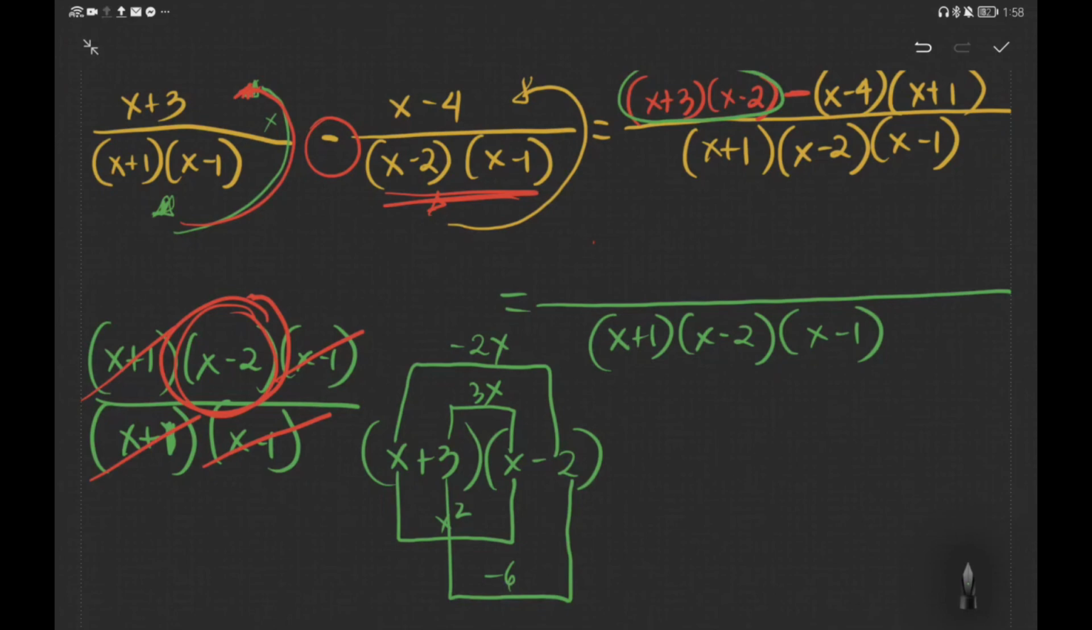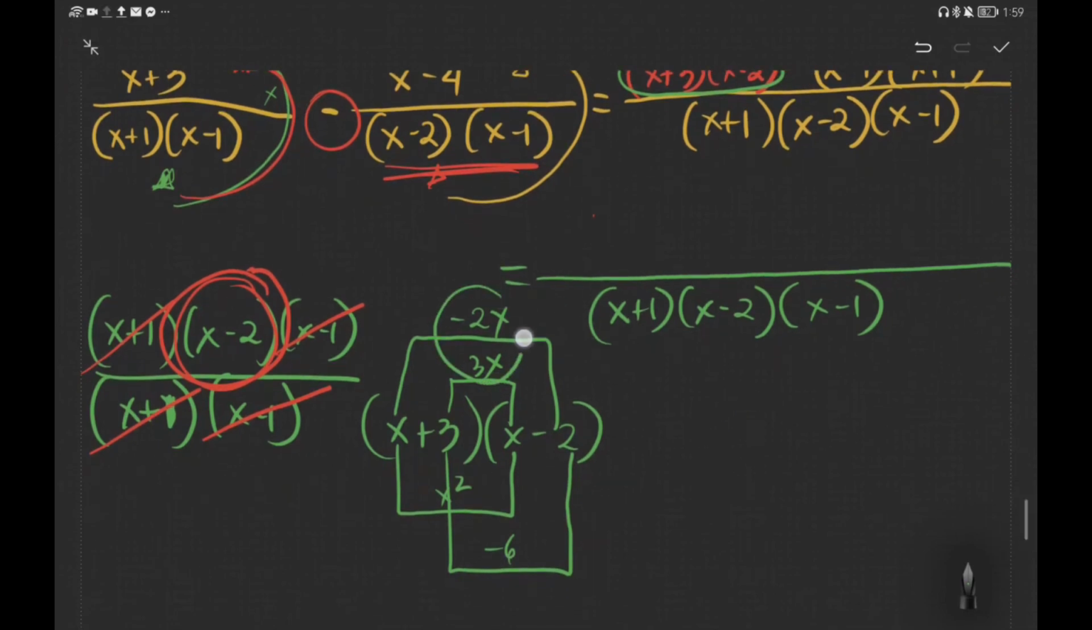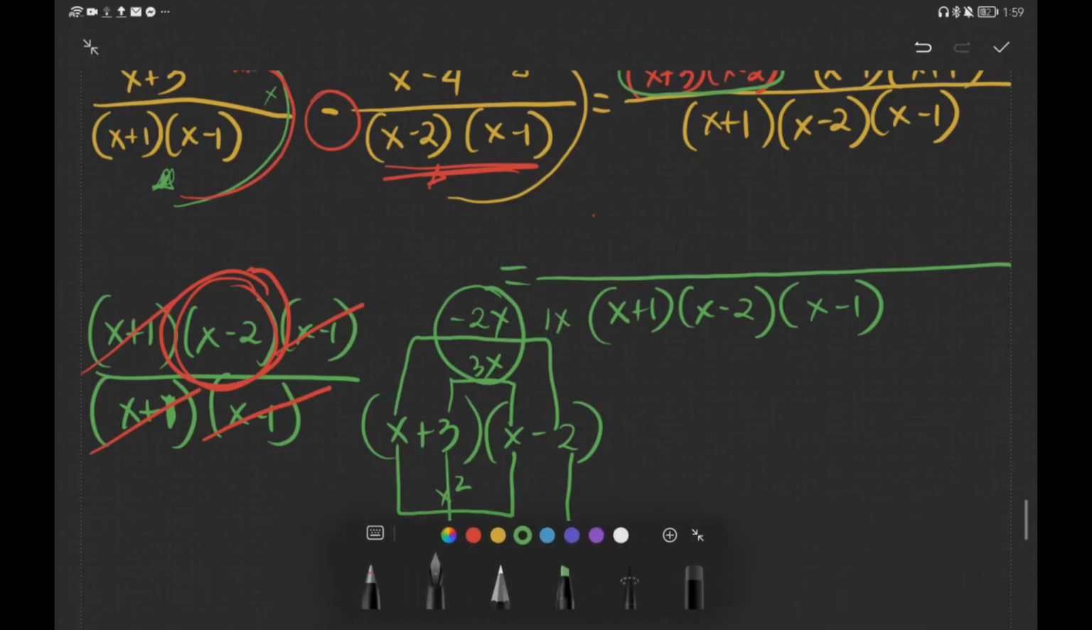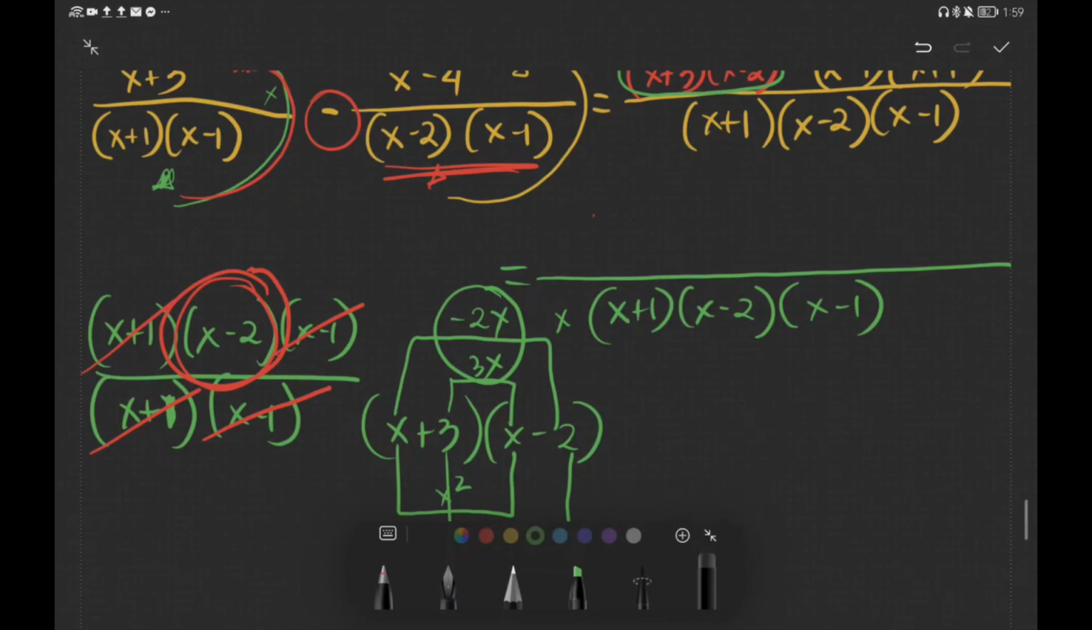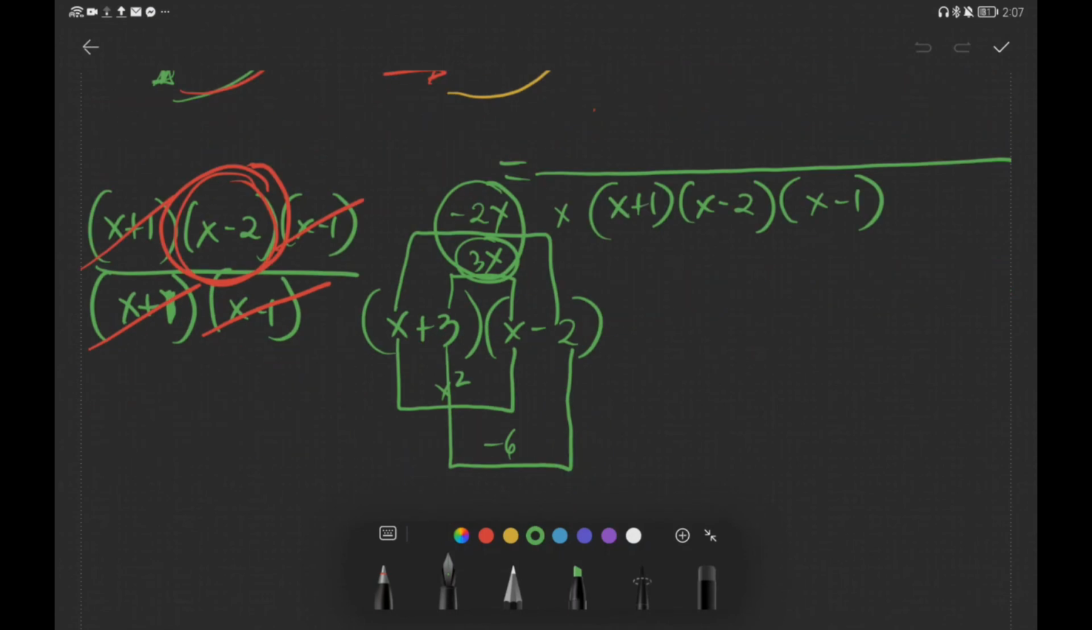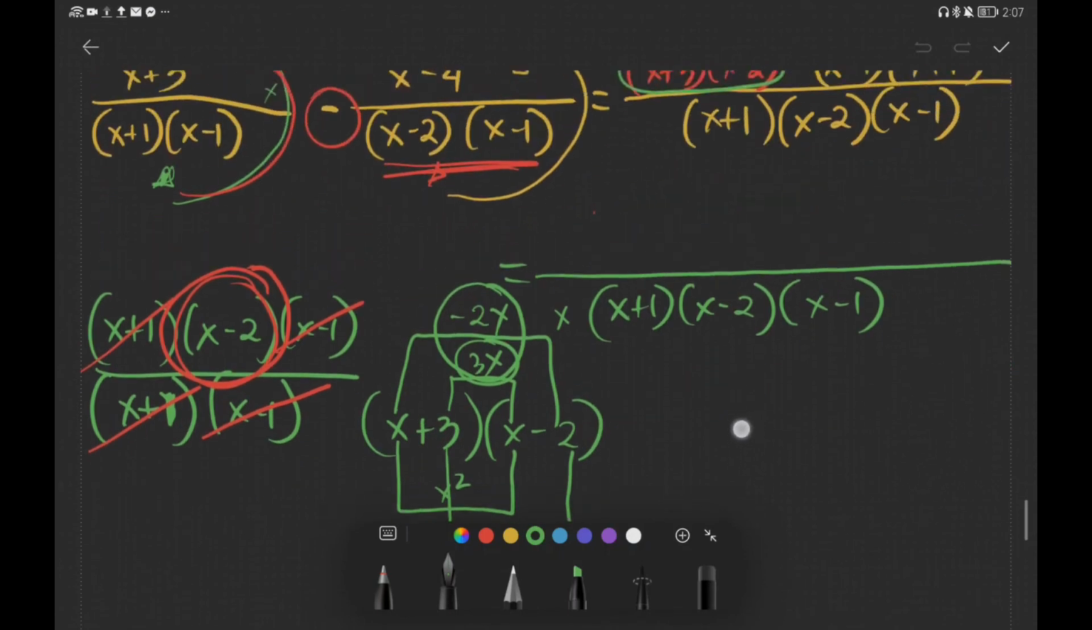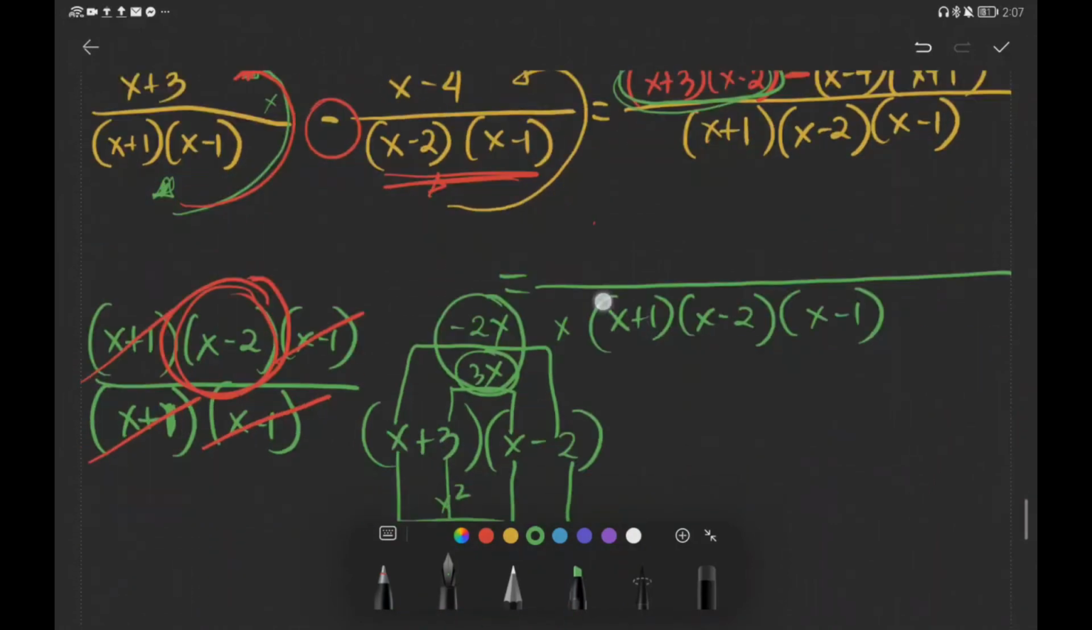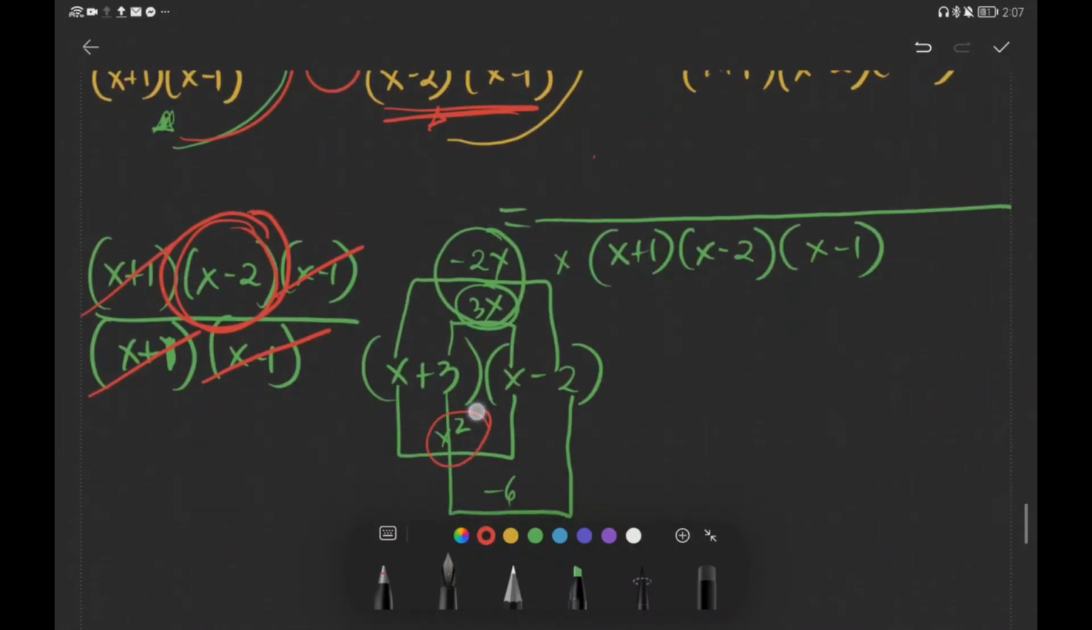Now, we combine the outer and inner terms. Since they do not have the same signs, we subtract. That is 3 minus 2, that is 1. This is 1x, or x alone. This is positive. Why is it positive? Because the sign of the bigger number, 3, is positive. Now, we have the answer for this one. So, you write x squared plus x minus 6 here.